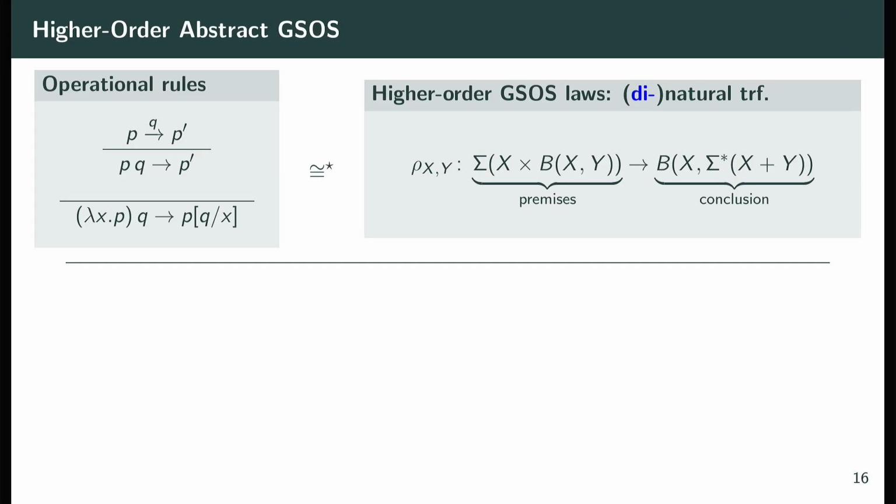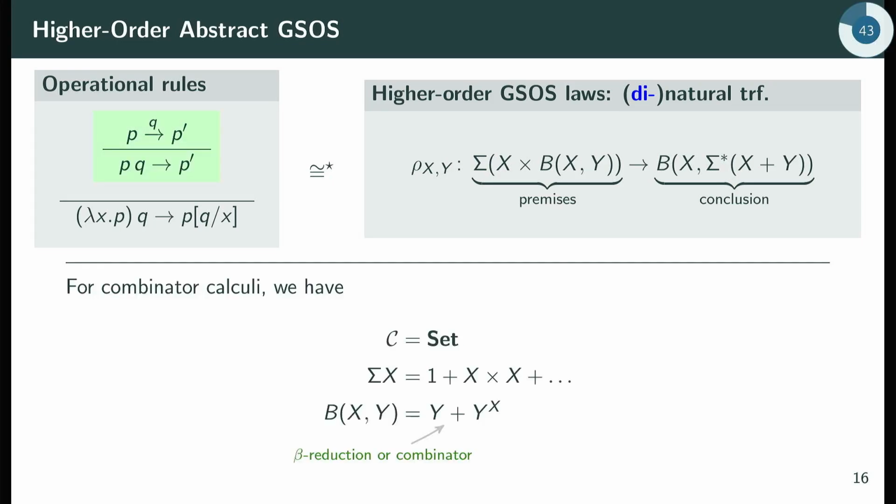So we have now this nice framework. We have, again, a correspondence between higher order rules and dinatural transformations. In the case of the combinator calculi, the way we instantiate our parametric framework is that we do things in the category of sets. Everything lives in the category of sets. Our endofunctor is classical stuff: combinator, application, whatever other combinators you want. And your behavior is of this sort: beta reduction, or your term behaves as a combinator.